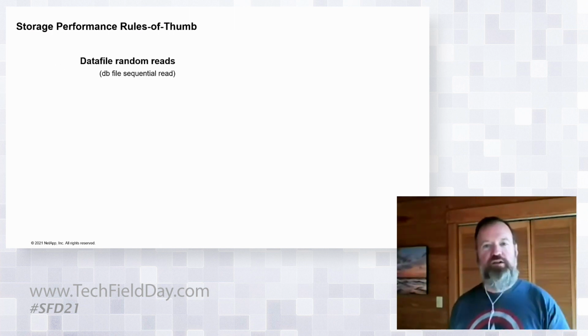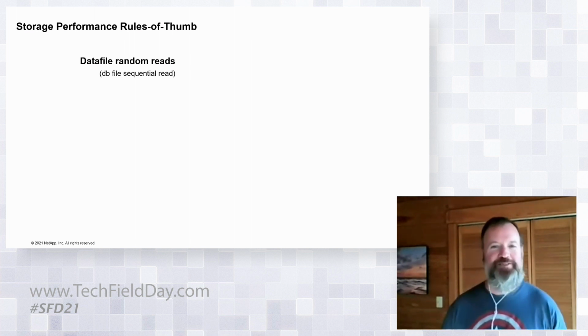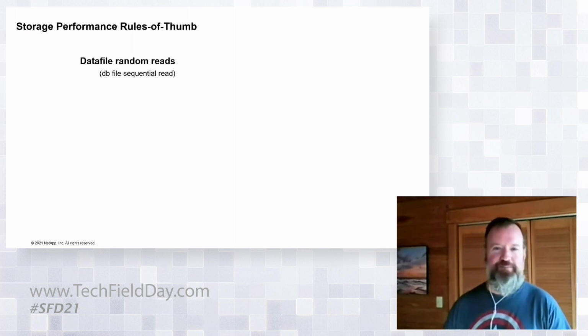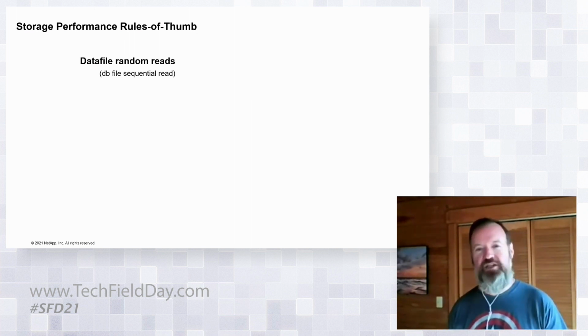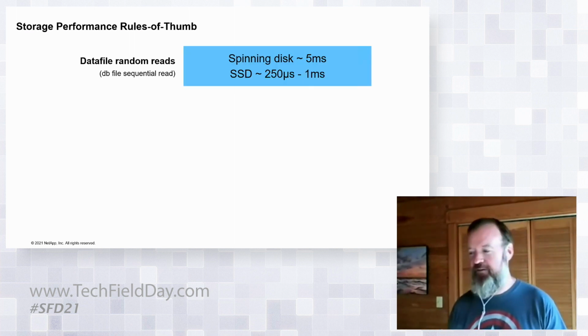The data file random reads, which is called a DB file sequential read. Here's an example right away of how Oracle is not making this easier for us. A random read is a sequential read. Depending on who you ask, it's either a sequence of random reads or a read from an indexed sequence. But either way, surprise, sequential IO is random IO.